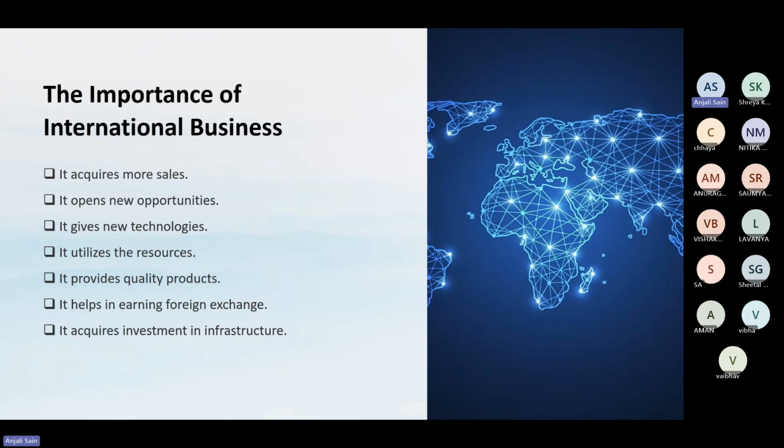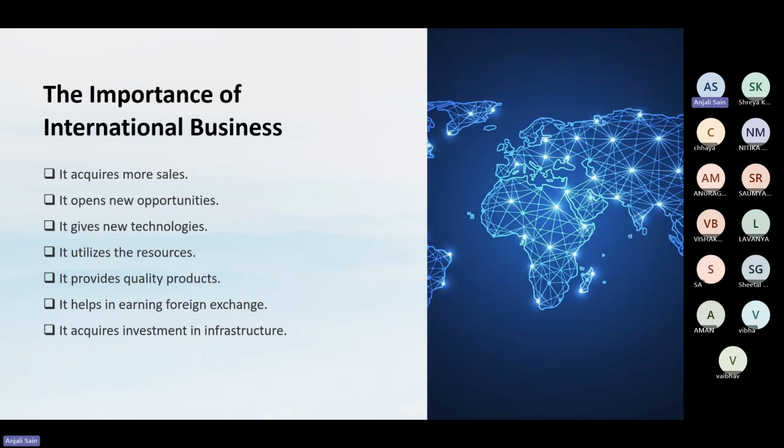कैसे कि जब मैं अपनी कंट्री के रिसोर्सेज तो यूज कर ही रही हूँ, बाय डूइंग इंटरनेशनल बिजनेस मैं दूसरी कंट्री के भी रिसोर्सेज यूज कर रही हूँ. It provides quality products, कि अगर मेरे को बेटर कॉस्ट पे बेटर क्वालिटी प्रोडक्ट अवेलेबल होगा, रॉ मटेरियल अवेलेबल होगा, then I will be able to make a more quality product. It helps in earning foreign exchange. फॉरेन एक्सचेंज कैसे अर्न करेंगे? बाय डूइंग एक्सपोर्ट एंड इम्पोर्ट ट्रांजैक्शंस, बाय डूइंग ट्रेड विद अदर कंट्रीज.